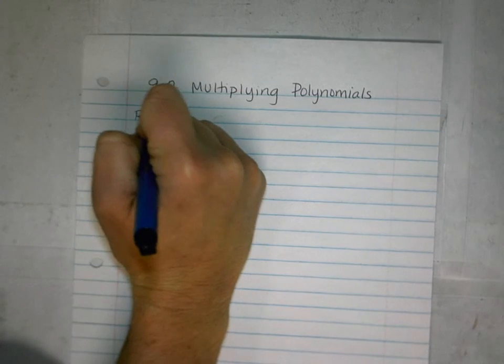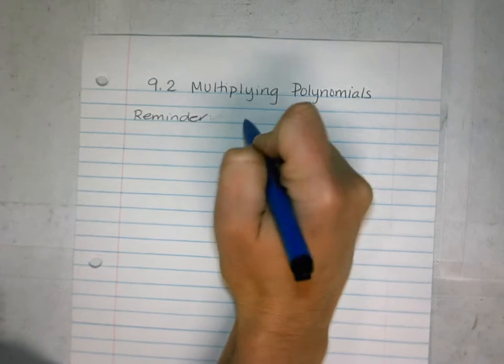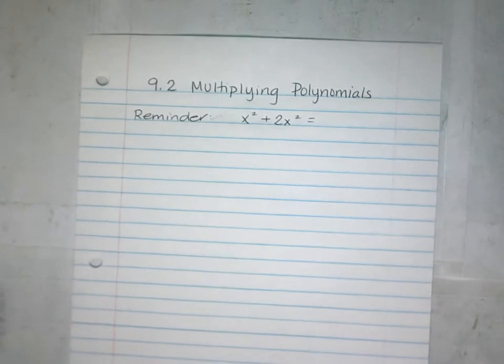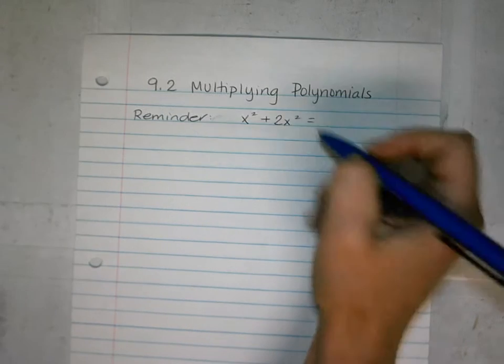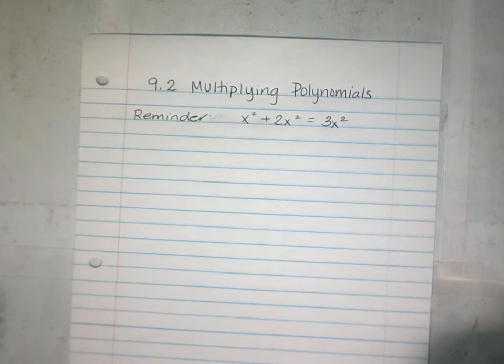Okay, quick little reminder, just getting us going. If you have x squared plus 2x squared, what does that actually equal? The exponents don't change here. I'm just combining like terms, and I end up with 3x squared.